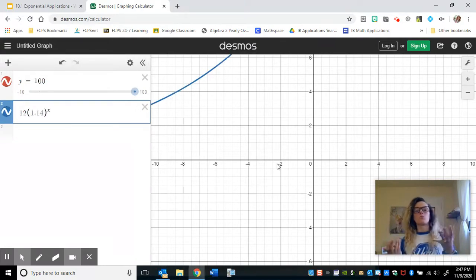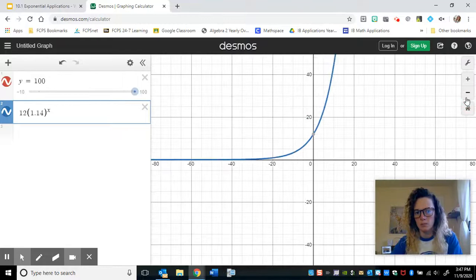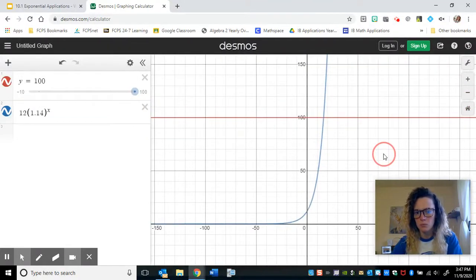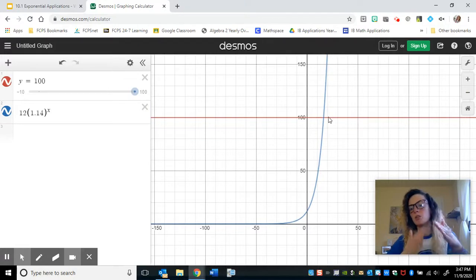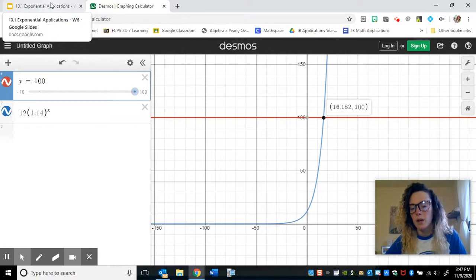So from my home graph, that doesn't really help me much. But if I zoom out, remembering my first y equaled 100, zooming out until I can see that, you're looking for the intersection point. So I'm looking at this point right here. 16.182 is my answer. You could also do this in your TI, where you could do the same thing, find the intersection point, or you can use the table instead.